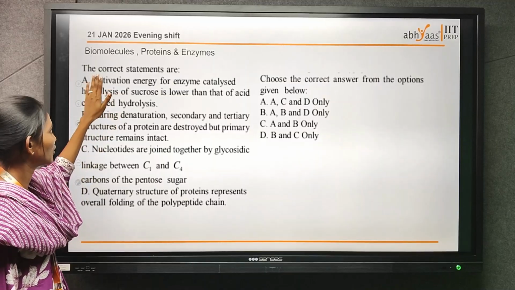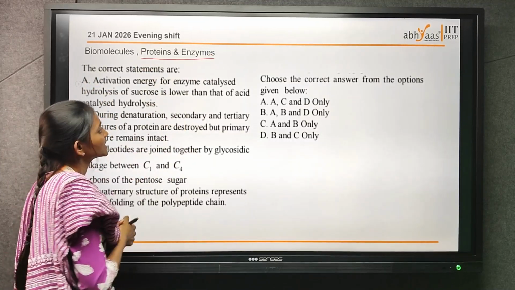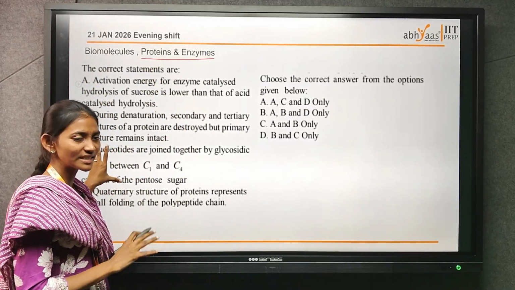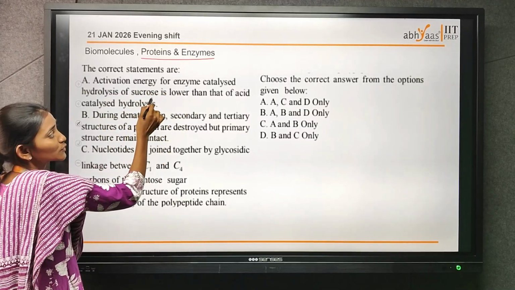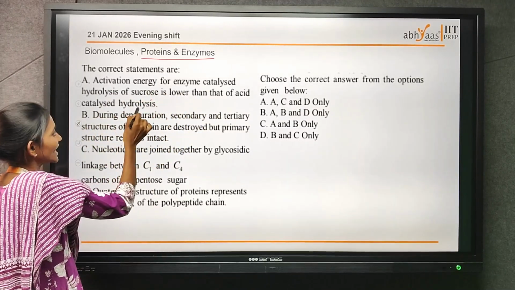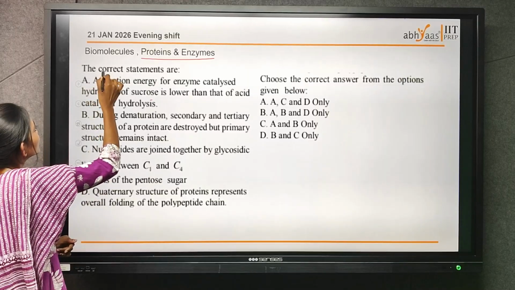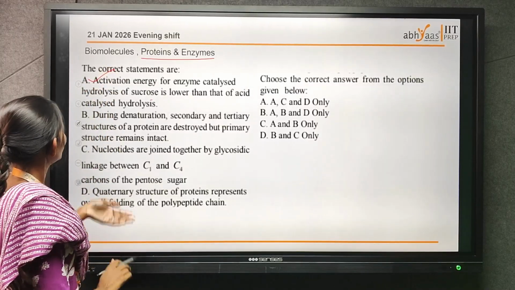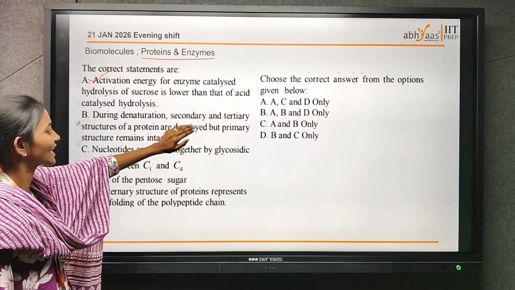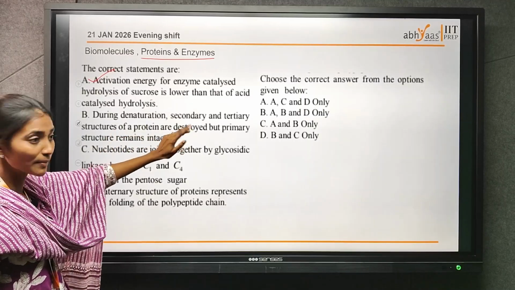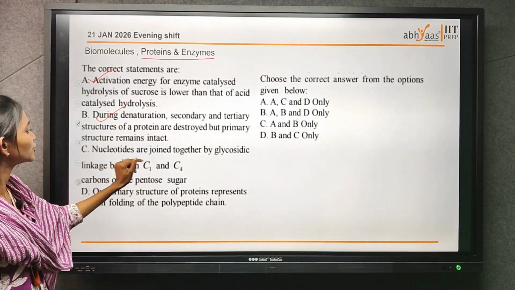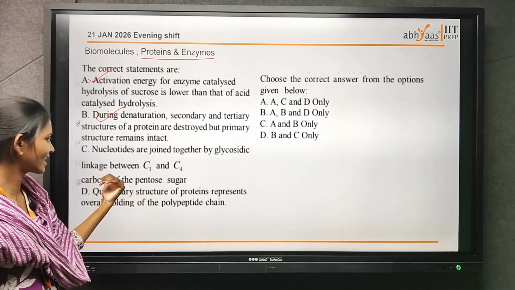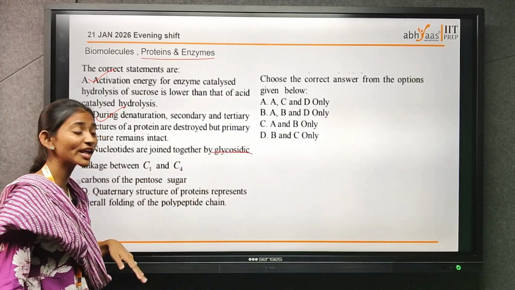And coming to the next question, biomolecules. This question was raised from biomolecules, which is proteins and enzymes. So it is a completely NCERT based question. The activation energy for enzyme catalyzed hydrolysis of sucrose is lower than that of acid catalyzed hydrolysis. Yes, obviously. So this is a correct statement. And during denaturation of proteins, we know that secondary and tertiary structures will be destroyed, but primary remains intact. You know that. Nucleotides are joined together by glycosidic linkage? Not at all. It is phosphodiester.